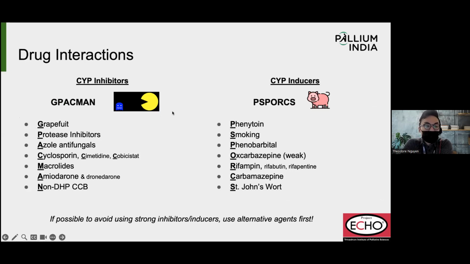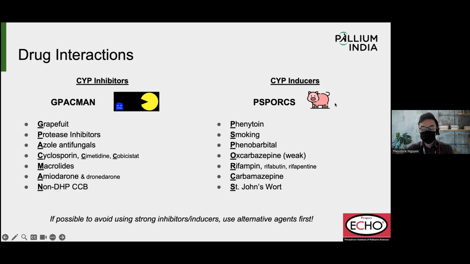In regards to drug interactions, as I mentioned before, there are a lot of drug interactions with CYP enzymes. So a general rule of thumb through my pharmacy school years, an acronym we've used was GPACMAN. So that includes grapefruit, protease inhibitors, azole antifungals, cyclosporine, cimetidine, cobicistat, macrolides, amiodarone, and dronedarone, and non-DHP calcium channel blockers. And inhibitors would be medications that will cause a decreased metabolism or CYP activity. So it can cause increased methadone levels.